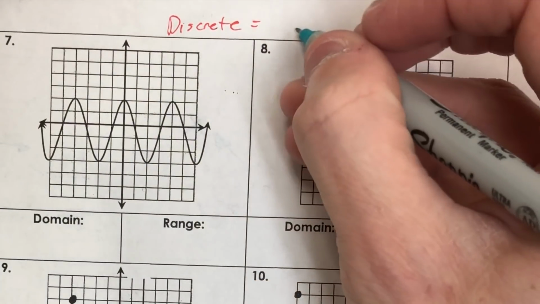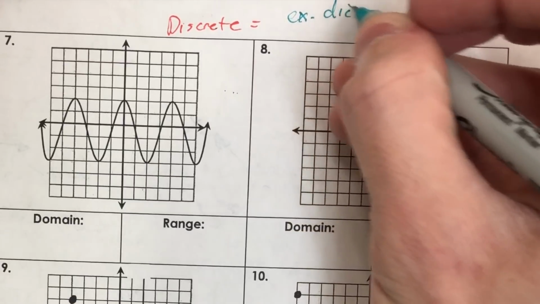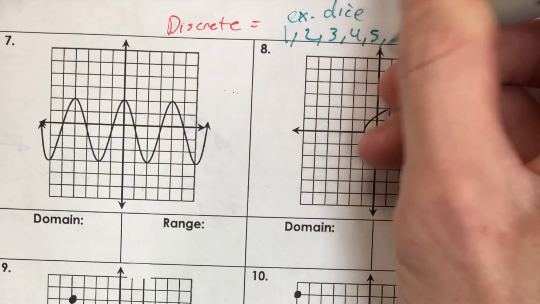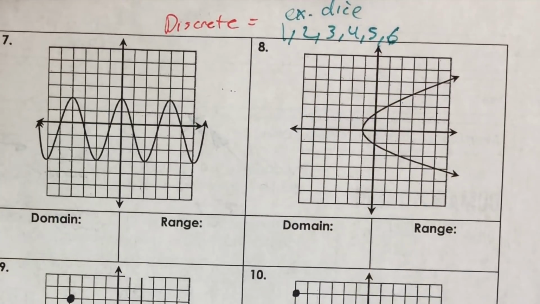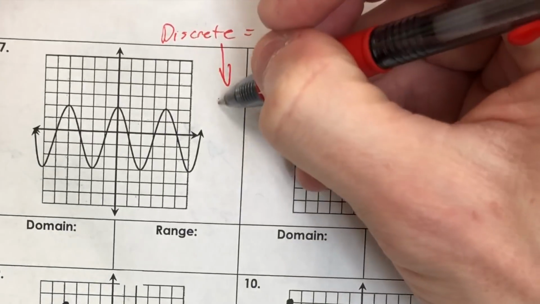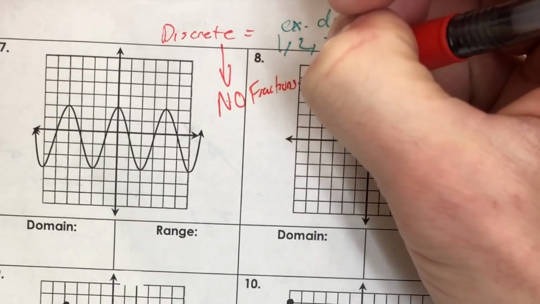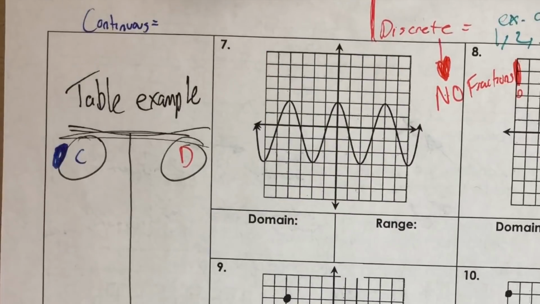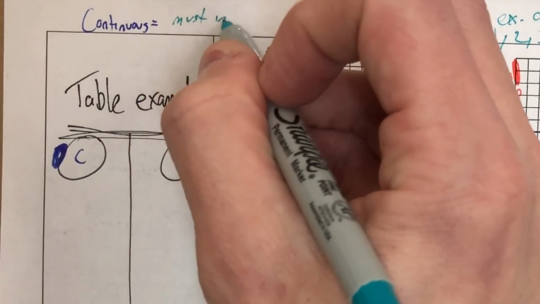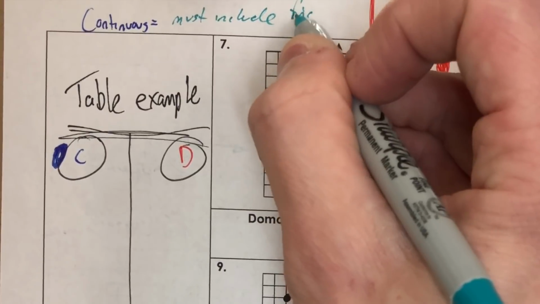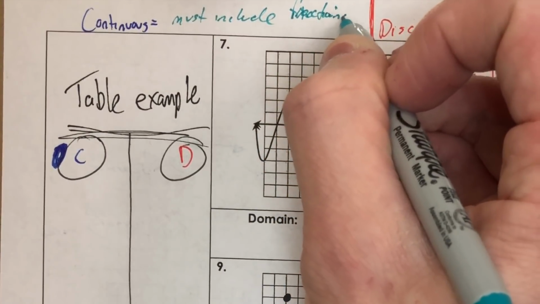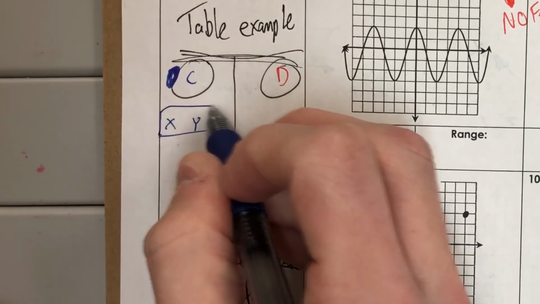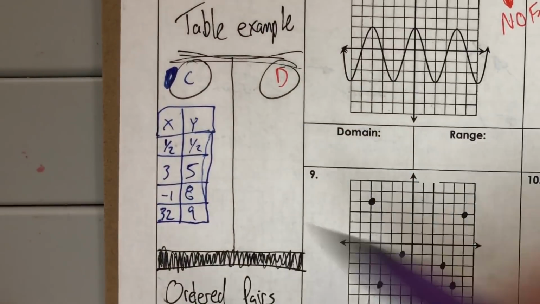So discrete, we know a good example for discrete is dice. It's going to be like 1, 2, 3, 4, 5, 6. So discrete, you know it, no fractions. That's all you've got to know for discrete. Discrete is no fractions. Continuous must include fractions. It includes fractions, all sorts of numbers. So a table example for continuous would be like, I'm just making that up.